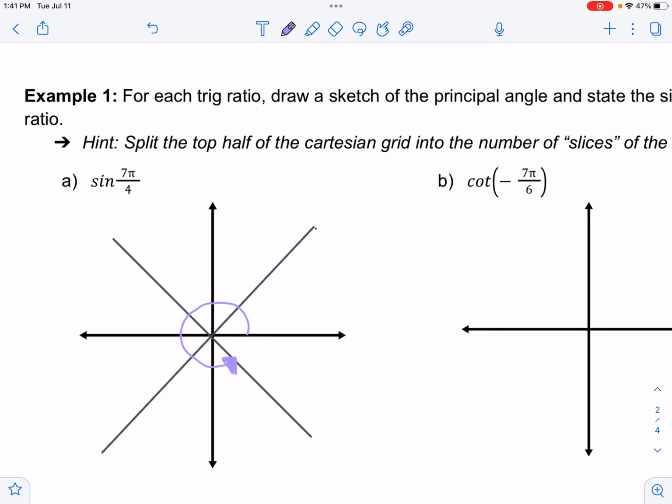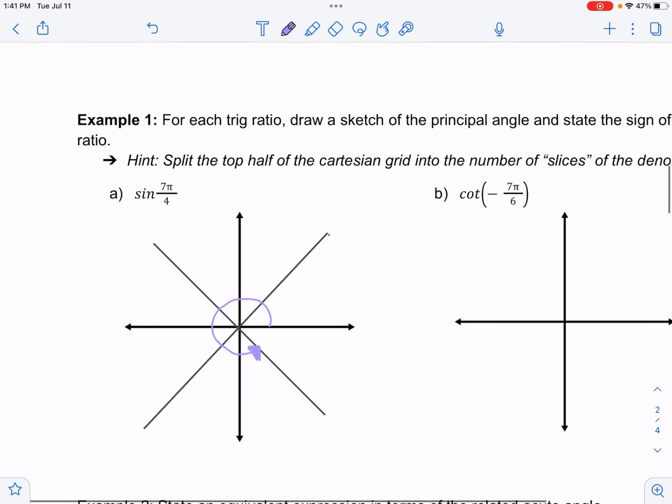Okay? Again, I just counted how many quarters. 1, 2, 3, 4, 5, 6, 7. We've landed in quadrant number 4. Let's apply our cast rule now. According to the cast rule, in quadrant 4, only cosine is positive. Our question here says sine, therefore our ratio is going to be negative because it is in quadrant 4.